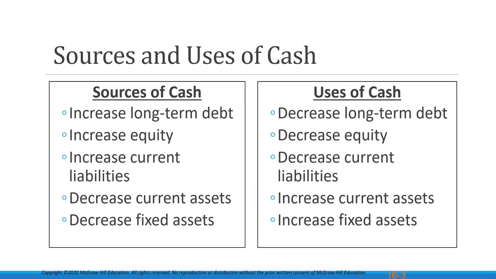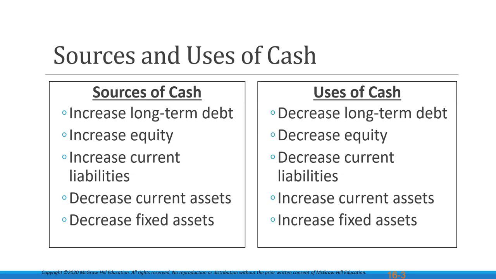We can increase long-term debt by taking out loans or issuing bonds. We can increase equity through the sale of stock. We can increase current liabilities. We can decrease current assets, such as receiving cash for accounts receivable, or cash for the sale of inventory. And we can decrease fixed assets by selling off property, plant, and equipment.